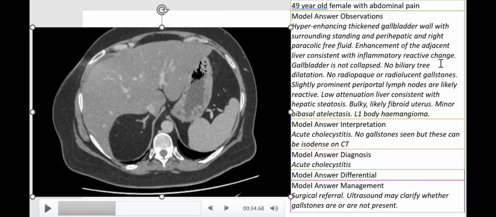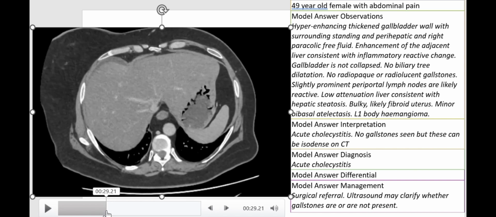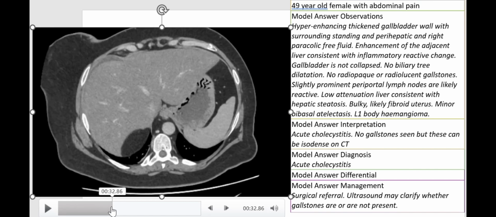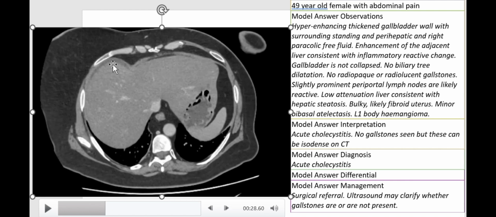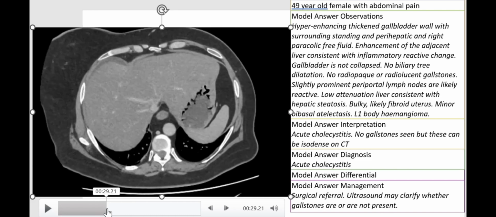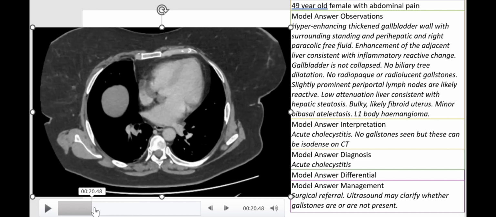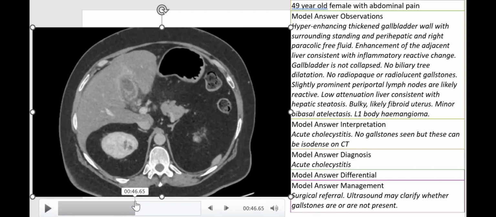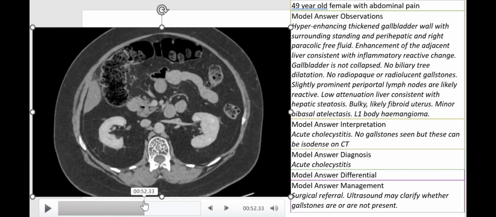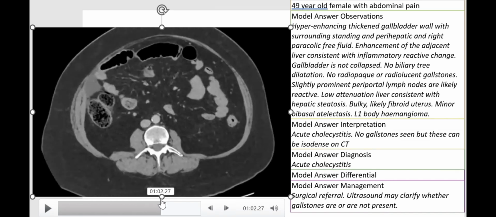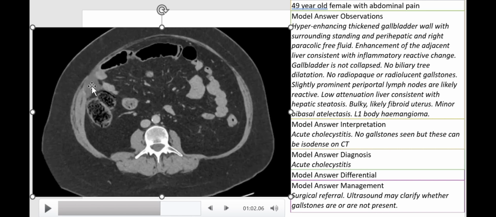Next finding is perihepatic and right paracolic free fluid. So the thickened gallbladder wall is associated with perihepatic free fluid. Can you see the perihepatic free fluid? And right paracolic free fluid. This is the right paracolic free fluid.